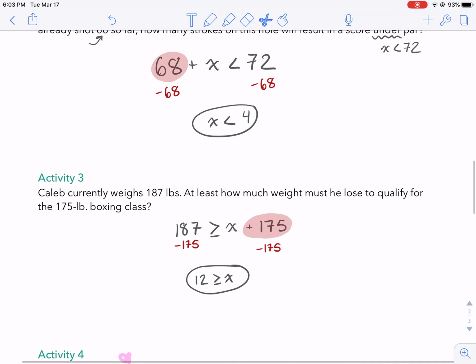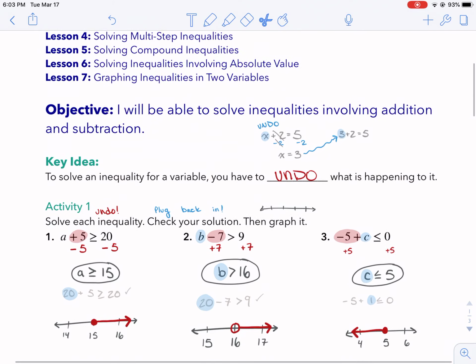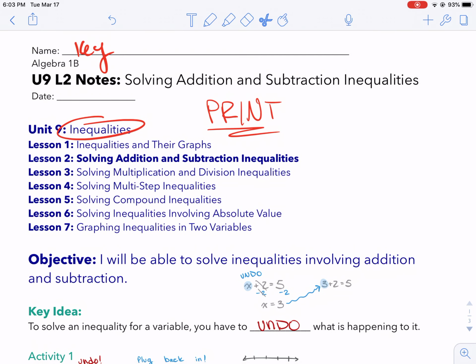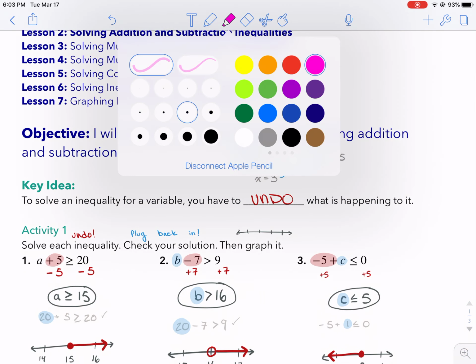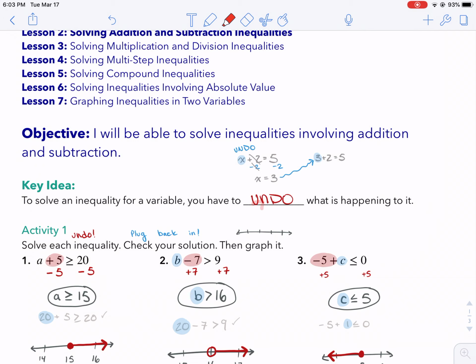So there you have it. Those are our 9.2 notes. Today we solved inequalities with addition and subtraction. And remember, our key idea is you want to undo what is happening to your variable. Have fun on your homework.